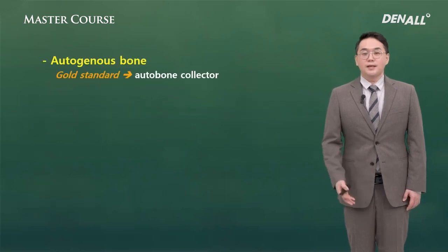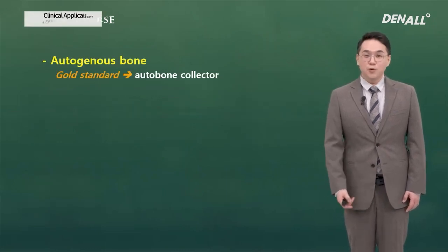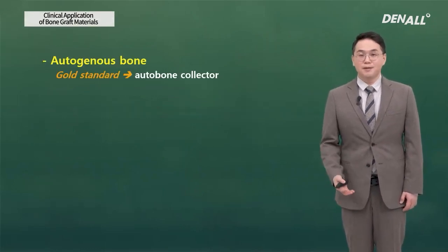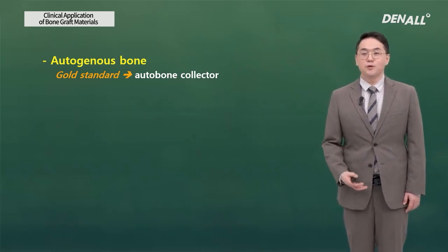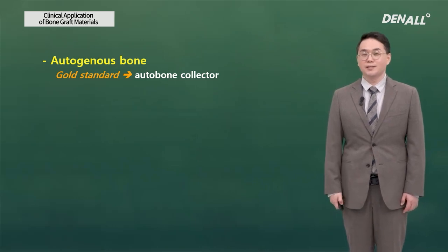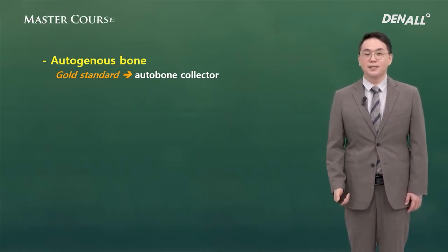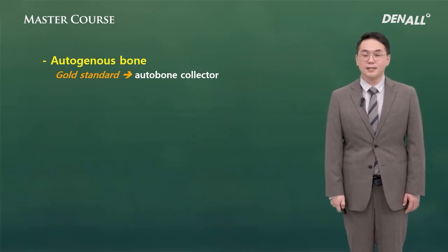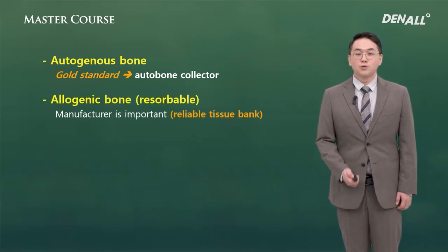Autogenous bone is considered the gold standard, very useful. However, as I said before, it is hard to harvest, and it's not used often because of the discomfort due to the donor site morbidity. I'll talk about the autobone collector that can be used to harvest the autogenous bone easily next time.